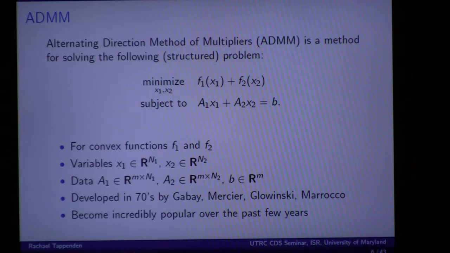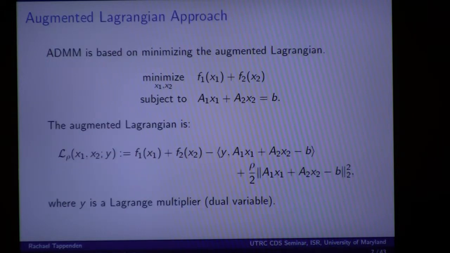ADMM is an algorithm that goes all the way back to the 70s. Here are some of the people who worked on it: Gabay, Mercier, Glowinski, Marrocco. There are many people that have worked on this at various stages, but it was developed in the mid-70s. However, it has become incredibly popular over the last few years, and that has a lot to do, I think, with this big data phenomenon. Everybody is now talking about ADMM. You can't go anywhere without somebody saying, oh, have you heard about ADMM? I've done this kind of work on it. So it is incredibly popular.